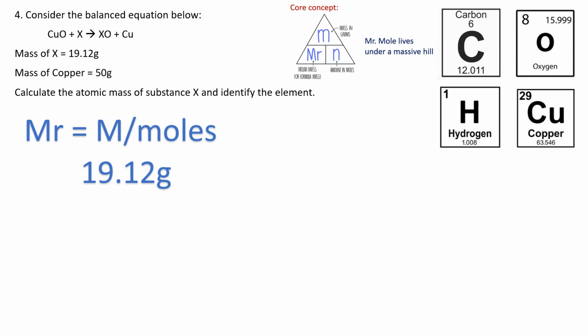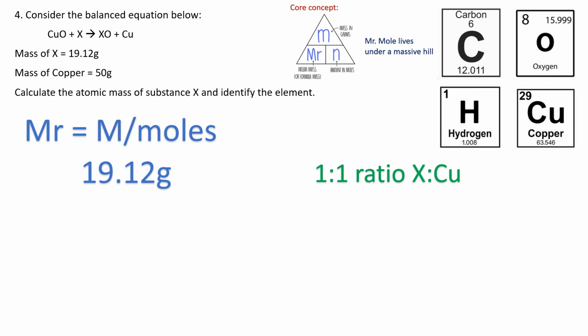I've got the mass of copper, and I know that looking at that, I've got copper and X. I've got a 1-to-1 ratio of the X and the copper, haven't I? Can you see that? So 1 of X makes 1 of copper. So I've got a 1-to-1 ratio. Could I work out the moles of copper? Because if it's a 1-to-1 ratio, if I know how many moles of copper I've got, I can say, well, I've got the same amount of X.